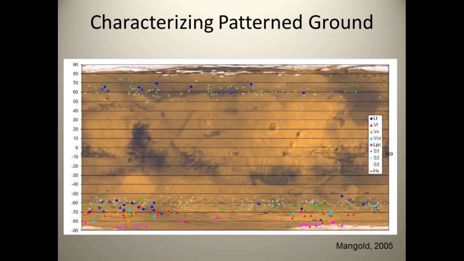He performed a large survey of images, and found that these polygons were also distributed latitudinally. They were only found polewards of around 50 degrees and not found anywhere in the equator. And this is the exact same region where we find the ice. So these polygons have a definite ice-related mechanism for their formation.